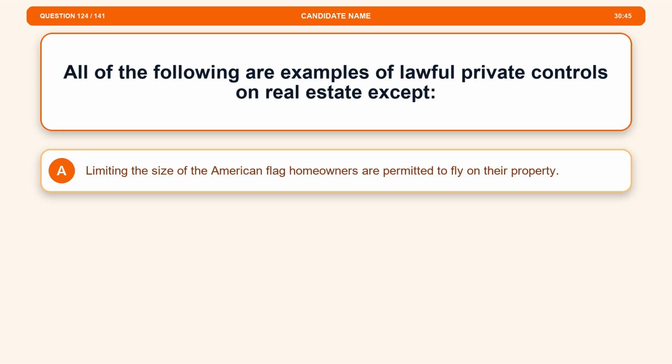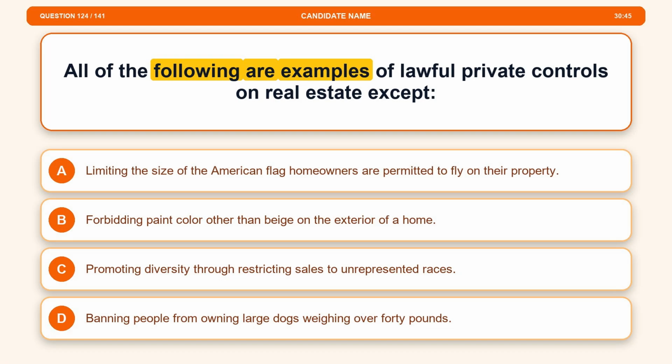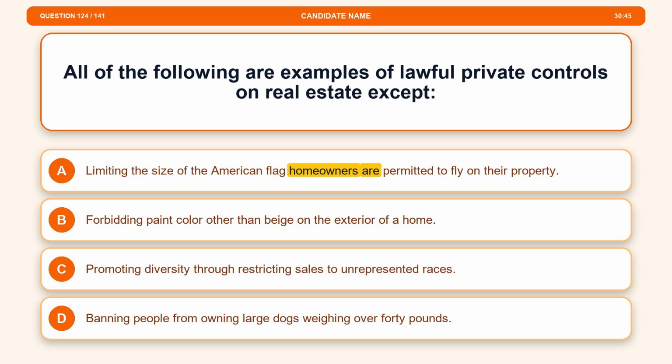Question 124. All of the following are examples of lawful private controls on real estate except: Option A. Limiting the size of the American flag homeowners are permitted to fly on their property. Option B. Forbidding paint color other than beige on the exterior of a home. Option C. Promoting diversity through restricting sales to unrepresented races. Option D. Banning people from owning large dogs weighing over 40 pounds.